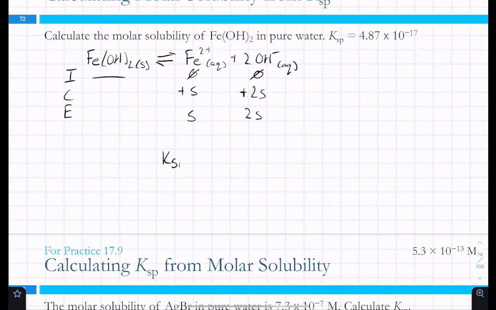So then Ksp is equal to the concentration of iron 2+ and OH- squared. And so now we'll replace iron and hydroxide with S and 2S. So this will be S times, and it's real important to remember these parentheses. The 2S goes in parentheses, and both of those are squared. So not just the S that's squared, but the 2 is also squared.